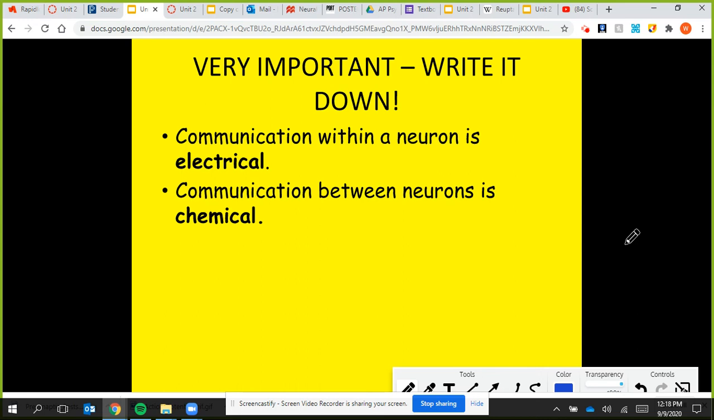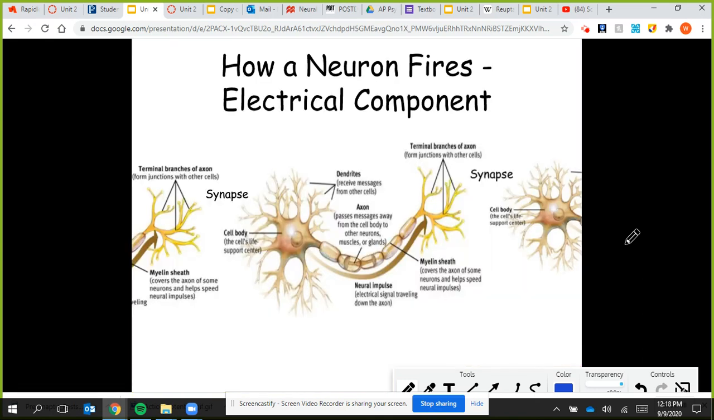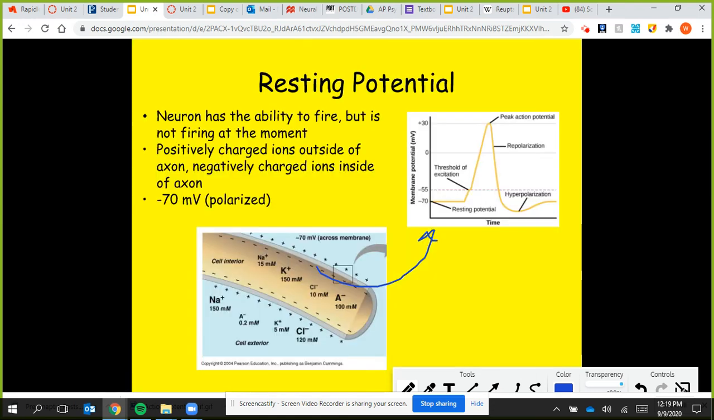All right, the first thing we are going to talk about is the electrical component of neural communication. Neurons use both electricity and chemical signals to communicate, except for the ones in the heart, which are all electrical. So we're going to first talk about the electrical component, what is called a neural impulse. But before we talk about that neural impulse, we have to talk about what happens when nothing's happening.